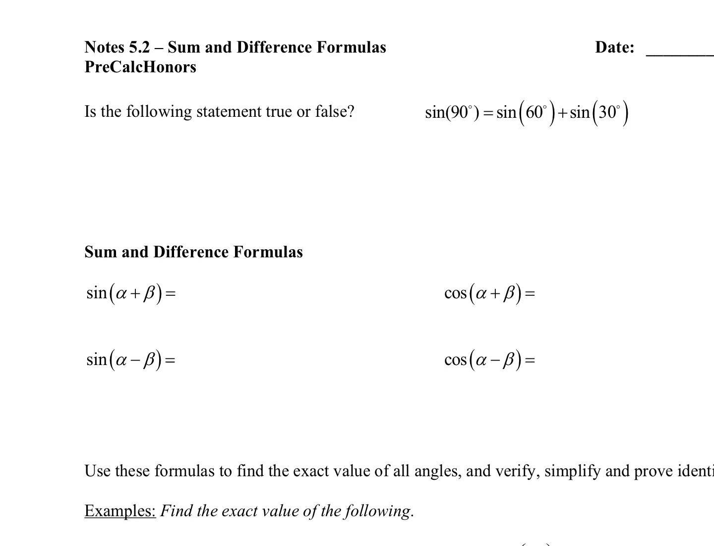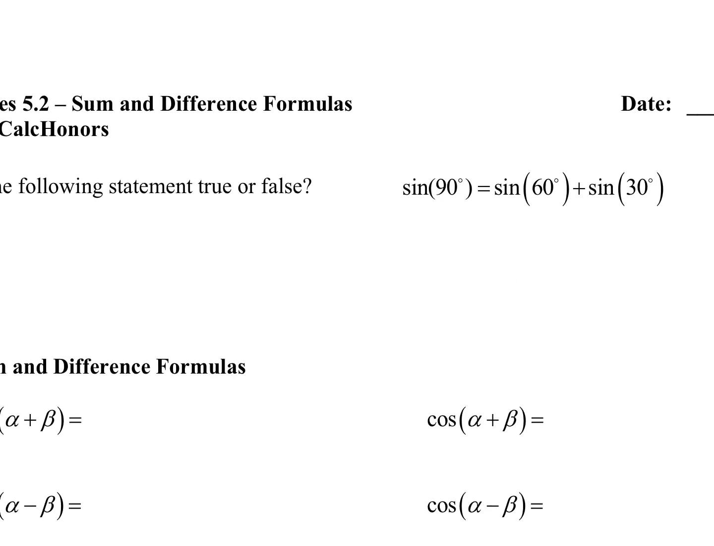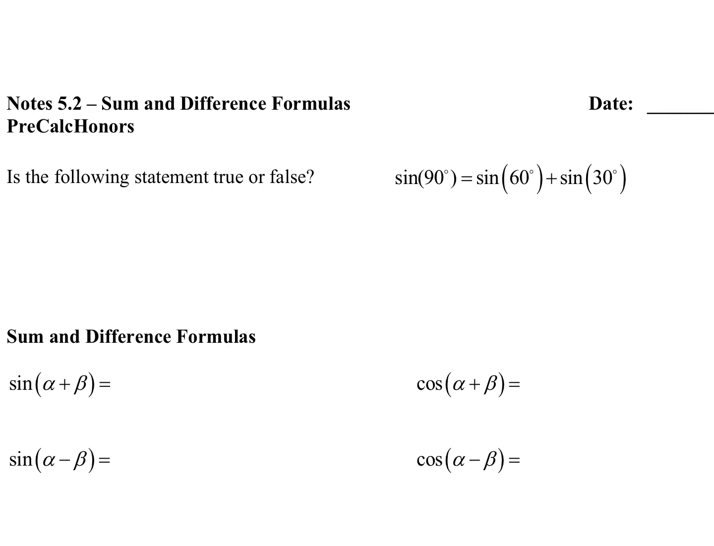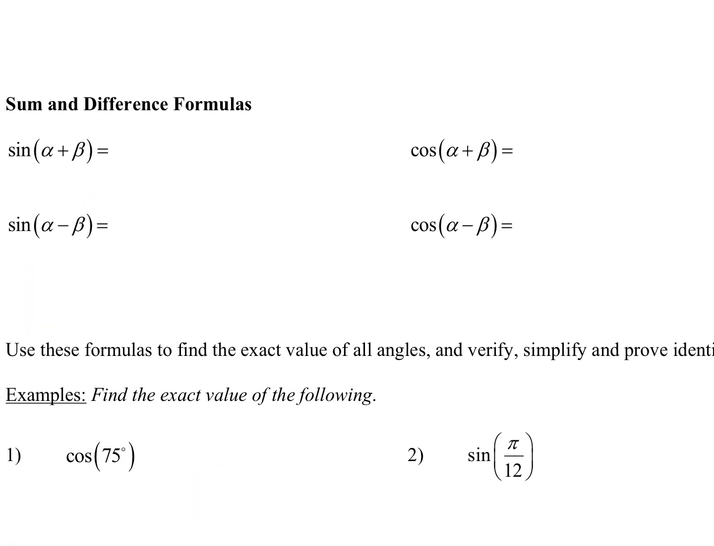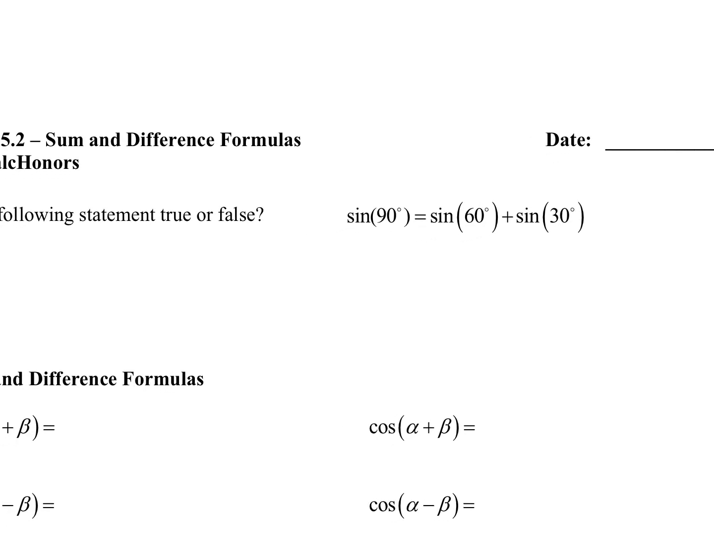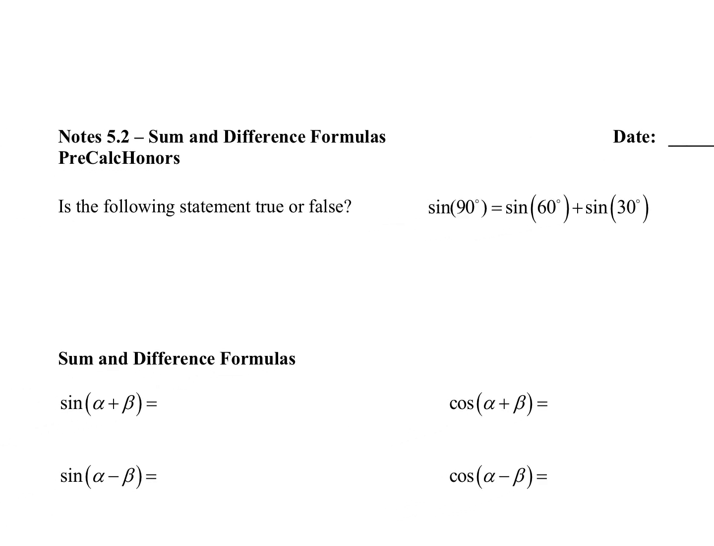Hello, everyone. This is going to be our first two-thirds of our notes on 5.2, our sum and difference formulas. So we're going to start with kind of a proof by contradiction here. We know a little bit about our unit circle. I have one set up over here we'll reference throughout the course of our lesson. And really, we're just looking, is this statement true? Is the sine of 90 the same as the sine of 60 plus the sine of 30?